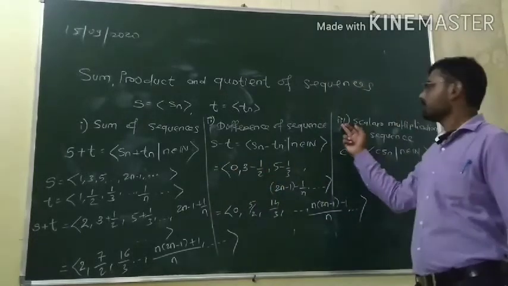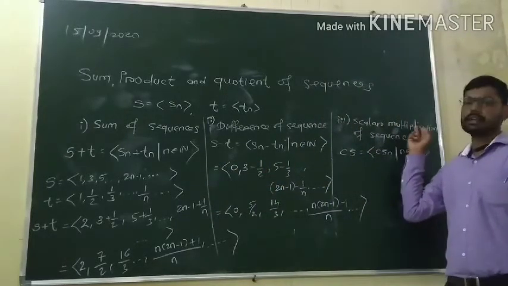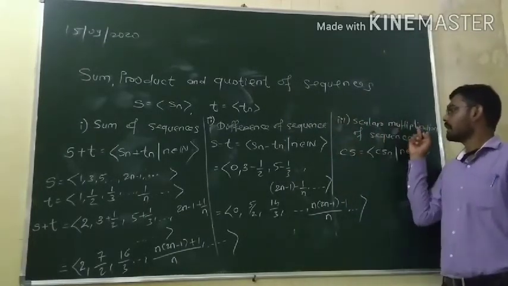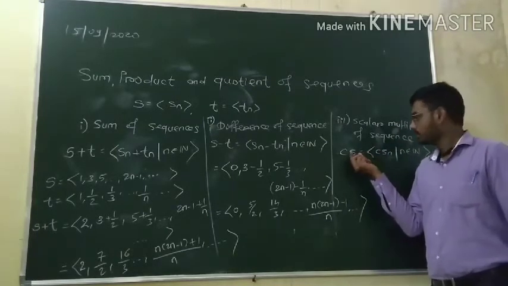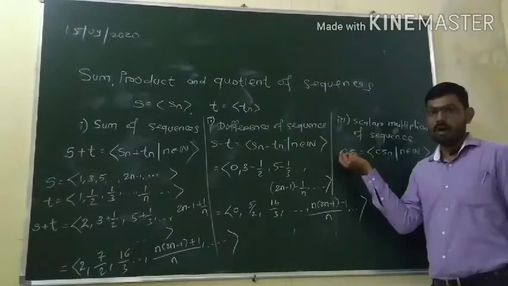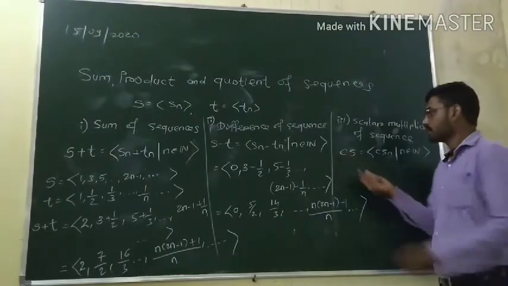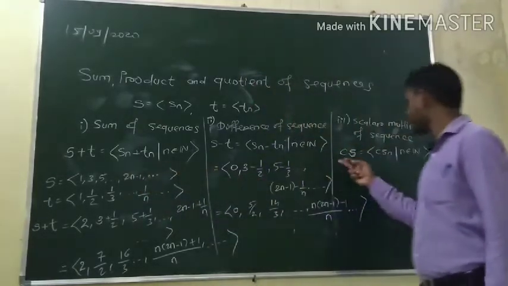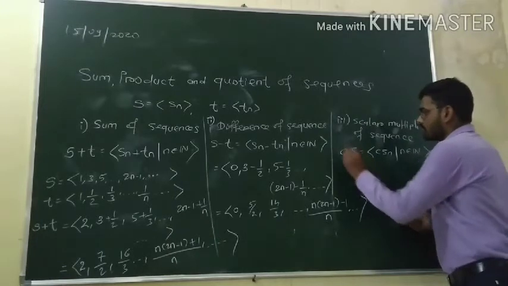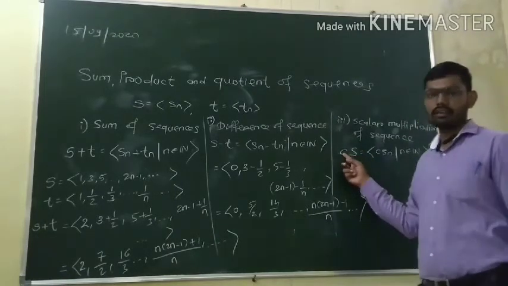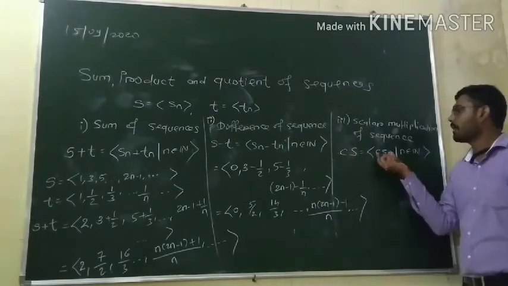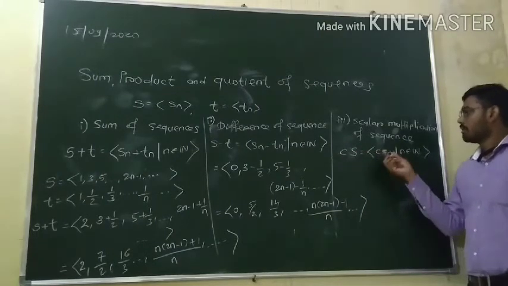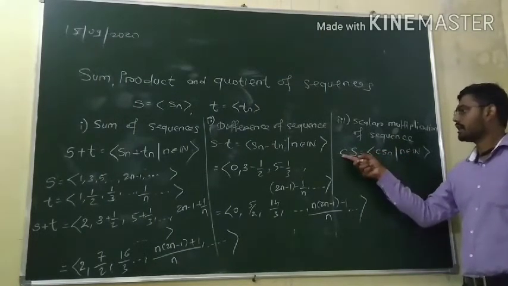Now the third operation is scalar multiplication. What does scalar multiplication mean? It is nothing but multiplying a given sequence by some scalar, or some constant number. Suppose S is our given original sequence. Then what is C times S, or CS? Here C is some constant or scalar number. Just multiply each term by that constant C, and we get our C times S. This new sequence is obtained by multiplying each term by the scalar C.